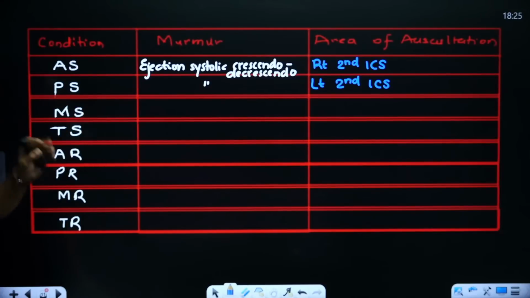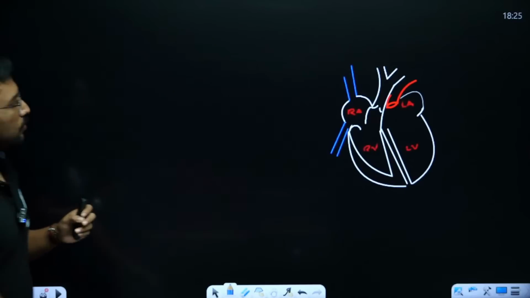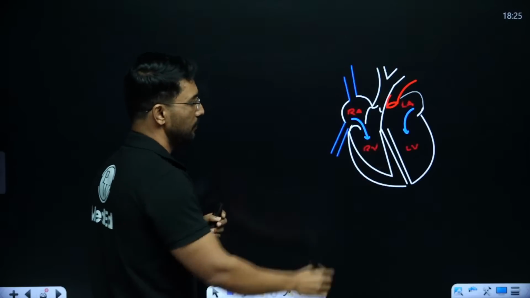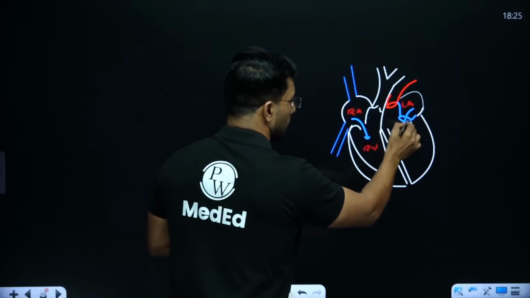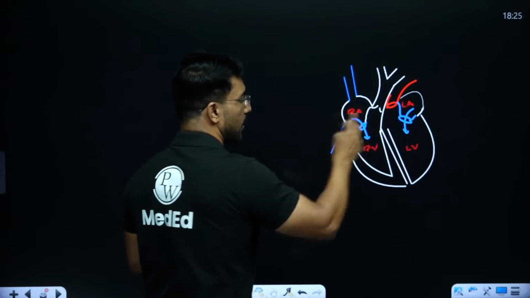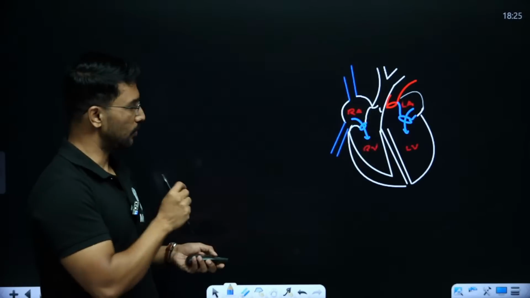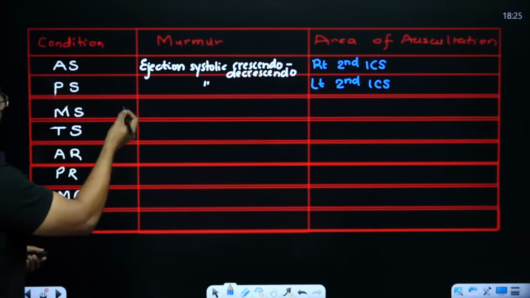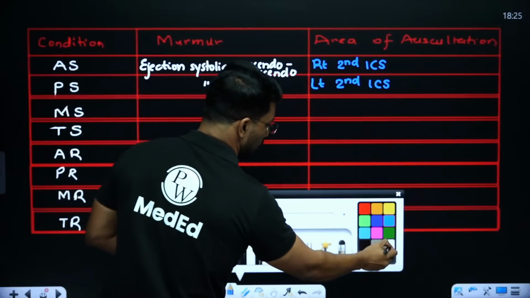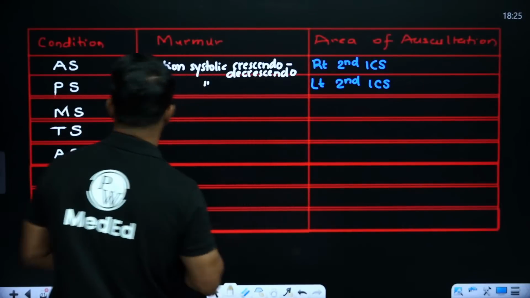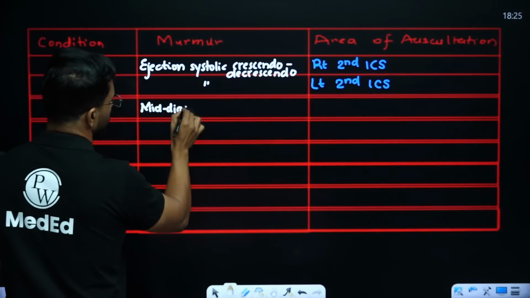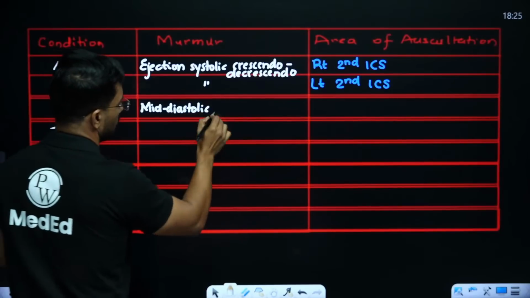Then mitral stenosis and tricuspid stenosis will have the same murmur. When I try to transfer the blood from right atrium to right ventricle or left atrium to left ventricle, the narrow openings of these valves will create turbulence and I will hear it as a murmur. I transfer the blood from atria to ventricle during ventricular diastole, so the murmur is going to be diastolic. In mitral stenosis, I will have a mid diastolic murmur with pre-systolic accentuation.